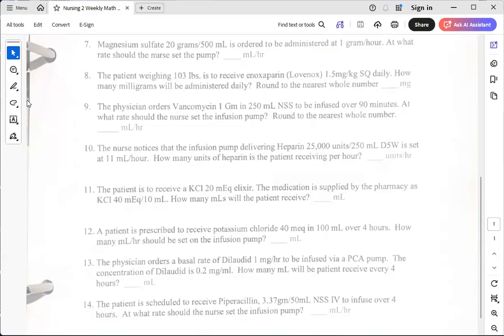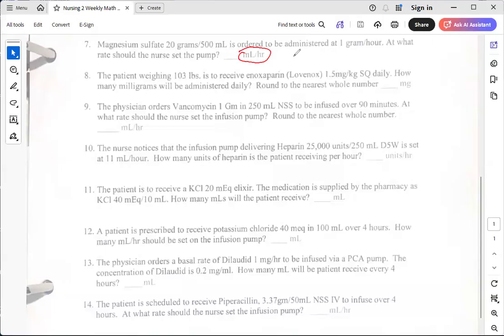So for number 7, it says magnesium sulfate 20 grams per 500 mL is ordered to be administered at 1 gram per hour. At what rate should the nurse set the pump to? Again, milliliters per hour. So this one we do need to account for the fact that we have grams and mLs here. We can't just say 500 mL per hour. We need to do some converting. We need to get rid of the gram because the gram is included in both these things. So what do I mean by that?